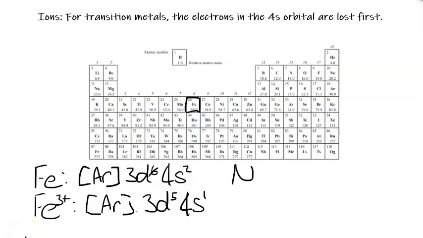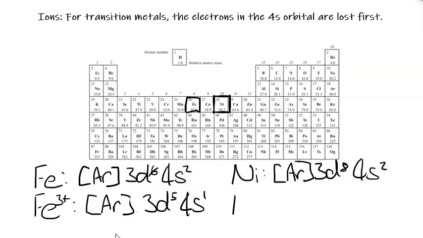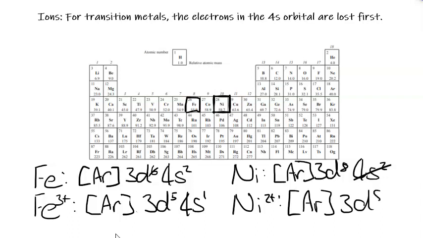Let's do one more, nickel. The nickel atom would have an electron arrangement of that argon shorthand, and then 3d8 4s2. Nickel forms a 2+ ion, so that is simply going to be Ar, and we're going to remove that s suborbital, that's 2 electrons gone, and so it's just going to be 3d8.